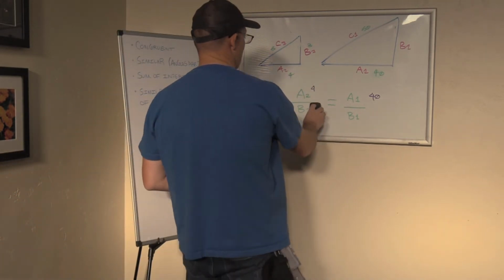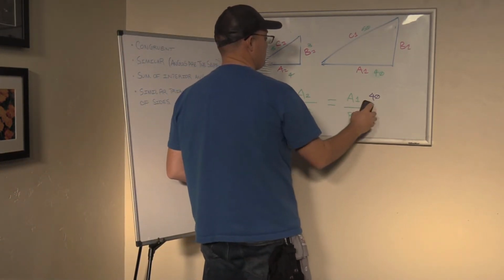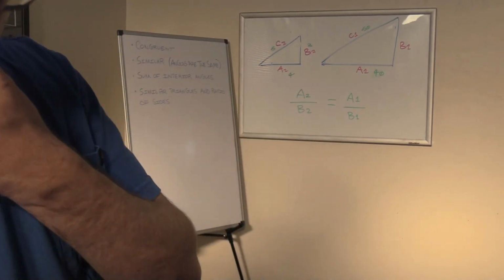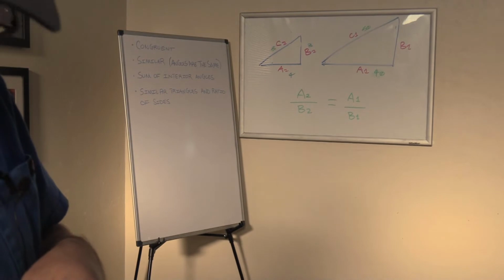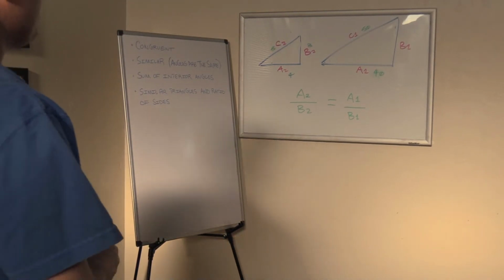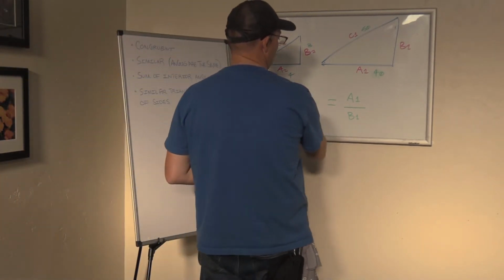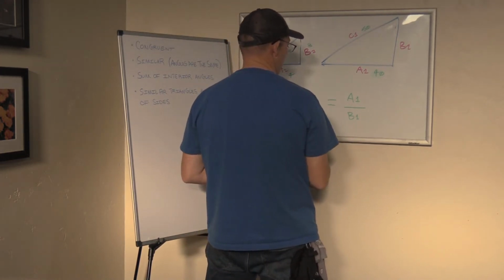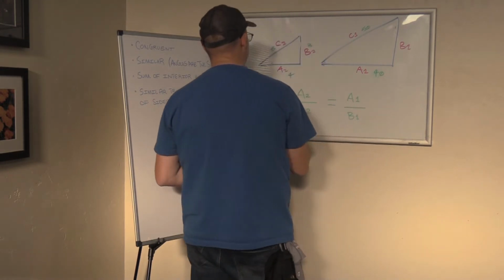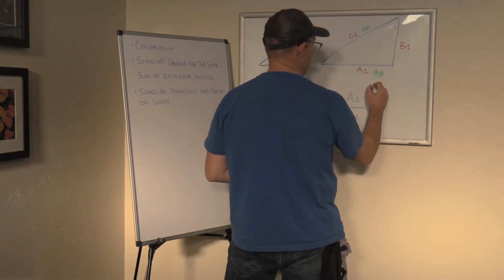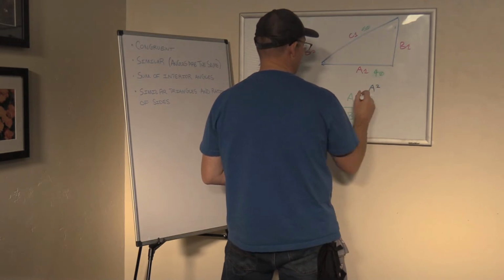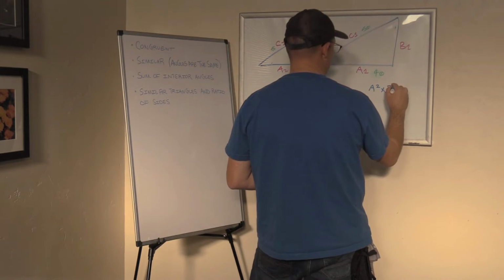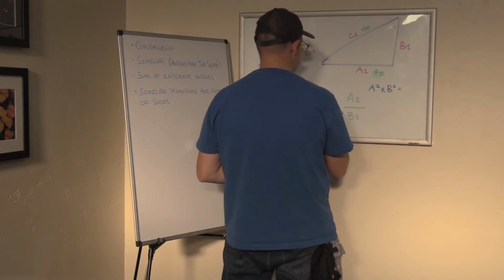Okay, so let's just go ahead and solve this equation. I want to be able to get B1 by itself. I want to know what B1 is equal to. Another rule in math, we know we can cross multiply, right? So A2 times B1 is going to be equal to B2 times A1. Let's write that over here. So A2, we're going to cross multiply, times B1 is equal to B2 times A1.